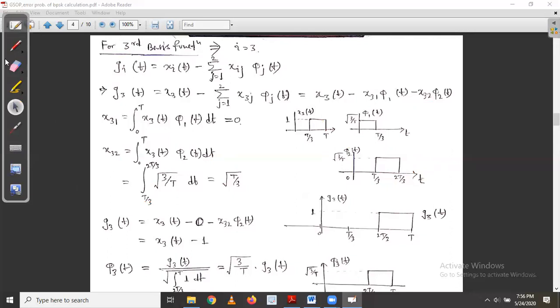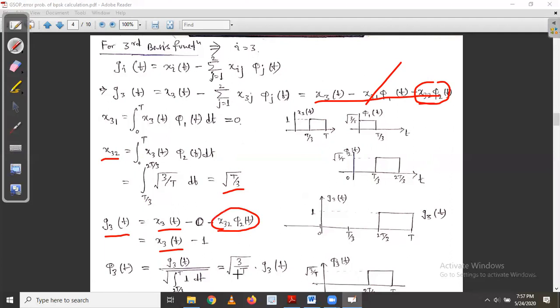Okay, so in that way, we got x32, that value is this one. Now, what about g3t? g3 is this one. From here, I am writing. This value is 0. This value is this one. And if I'm multiplying these two things, that means phi 2 and x32.